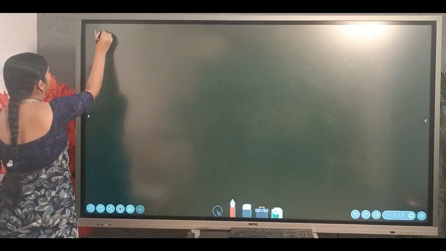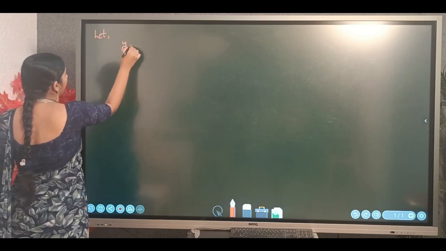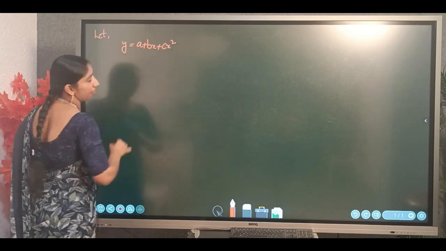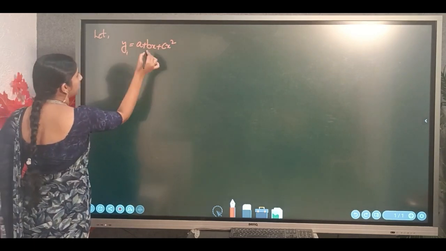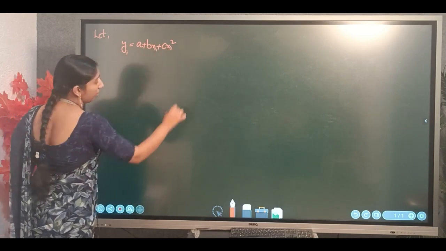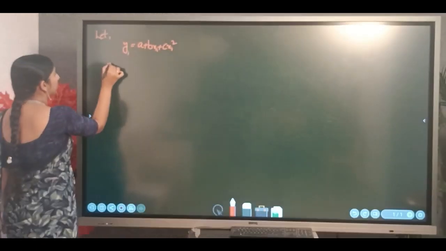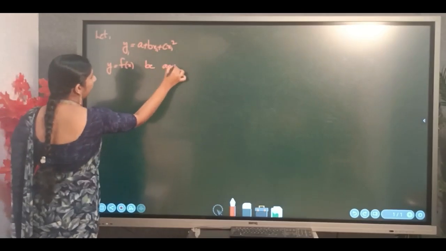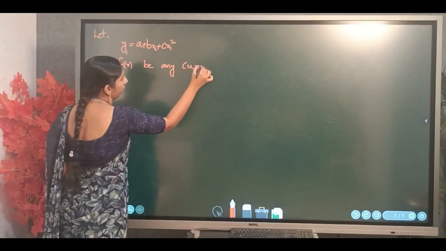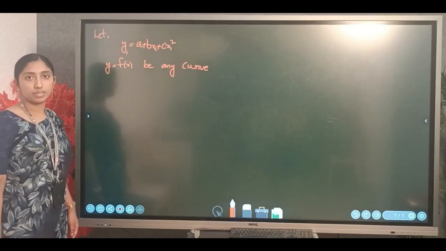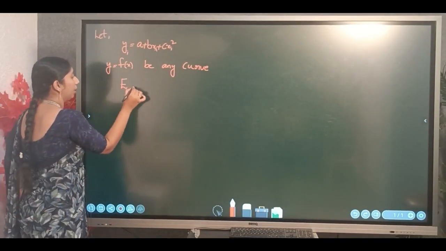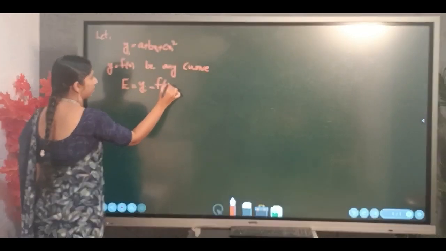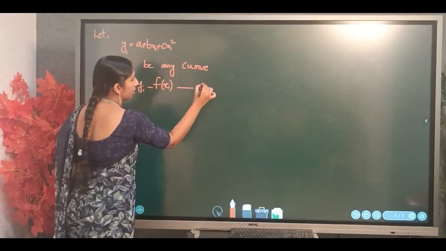For this, let us consider a parabola y is equal to a plus bx plus cx square. Okay, that means yi is equal to a plus bxi plus cxi square. And next you have to consider y is equal to f of x be any curve. And E is the error of approximation, which I have already said, that is equal to yi minus f of xi. Let it be equation 1.